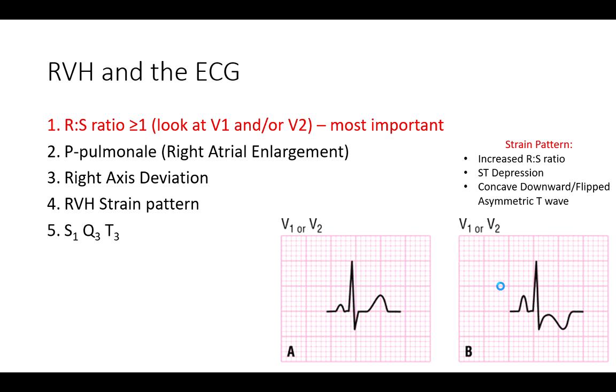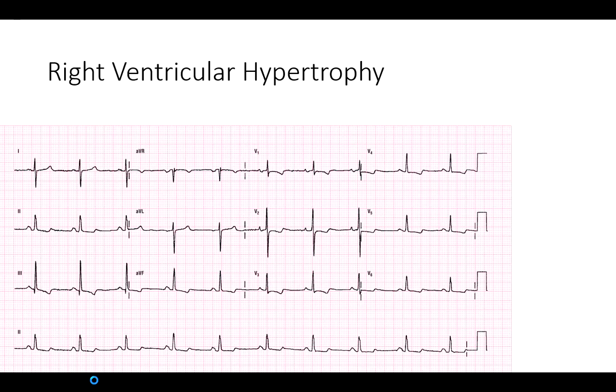So again, we see the three of these together, we might be looking at some indication of some different things. Now, a moment ago, I mentioned right ventricular hypertrophy strain pattern. Strain pattern would be what? Well, it'd be an increased RS ratio, ST segment depression, concave downward, flipped, asymmetric T wave, right? All the above. So let's look at right ventricular hypertrophy criteria.